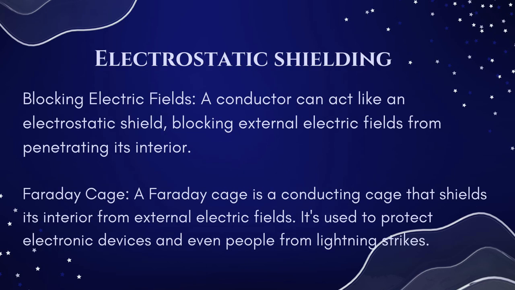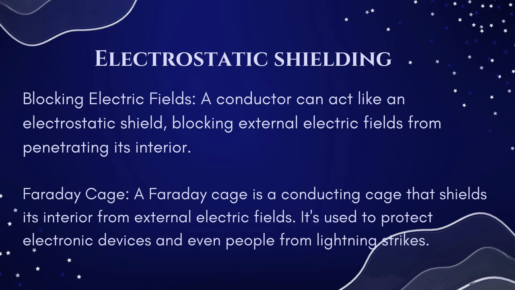Blocking electric fields: a conductor can act like an electrostatic shield, blocking external electric fields from penetrating its interior. It's like an umbrella stopping the rain. Imagine you're trying to keep someone from a rainstorm. You could use an umbrella to shield them from the rain. That is how blocking electric fields works.